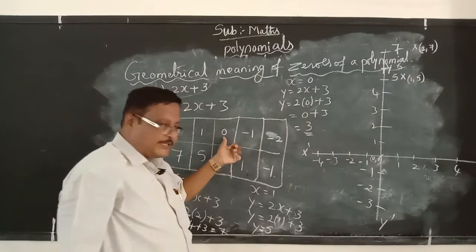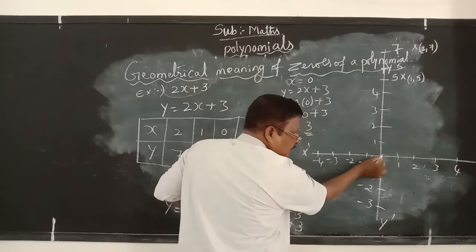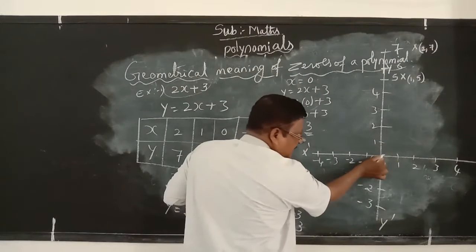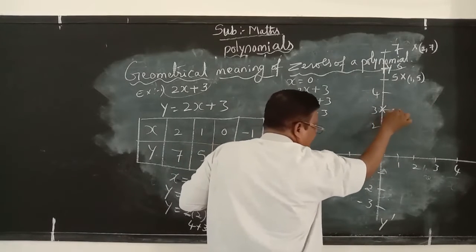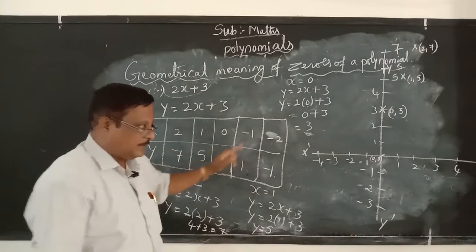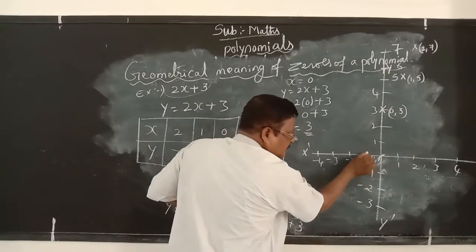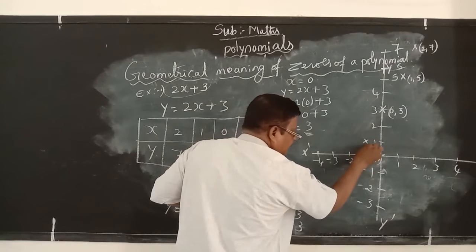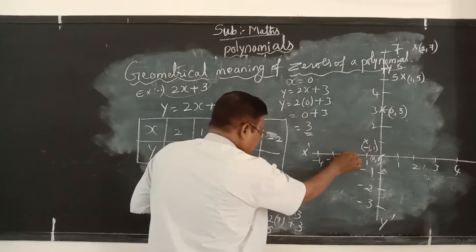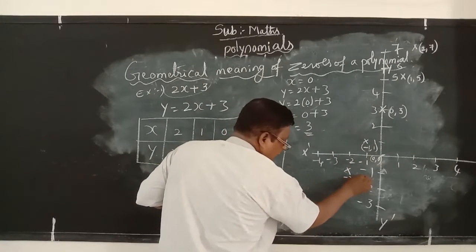Next, when x value is 0, y value is plus 3. X value is 0, this is the origin. Here x value is 0, y value is 3. This is 0, 3. Next, x value is minus 1. Here x value is minus 1, y value is plus 1. X value is minus 1, plus 1. This is minus 1, plus 1. X value is minus 2. This is minus 1. Minus 2, minus 1.